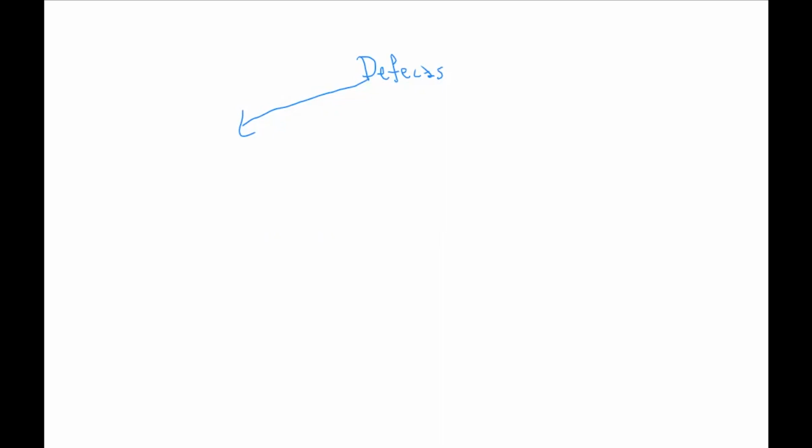Like the point defects. Oh yeah, maybe one type is vacancy, a point defect. Can you give one example of a point defect? Like vacancies, right? Or substitutional atom, right? Substitutional atom or interstitial atom. What else?